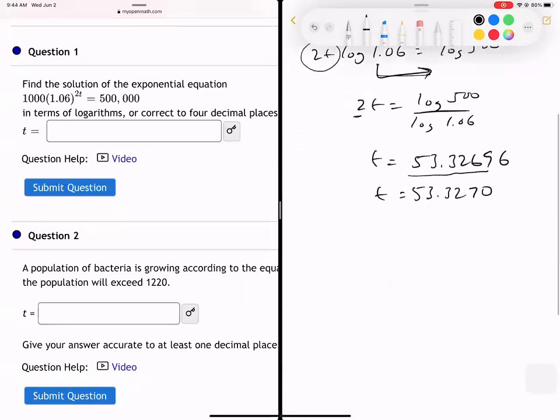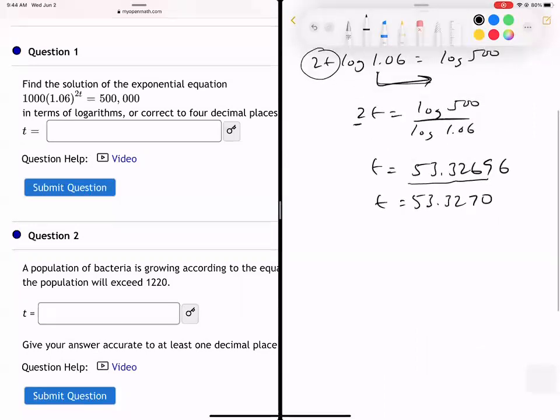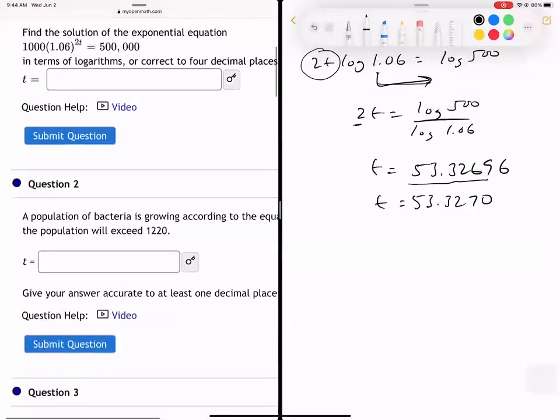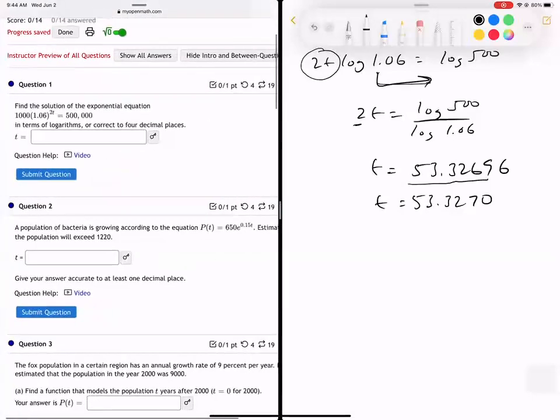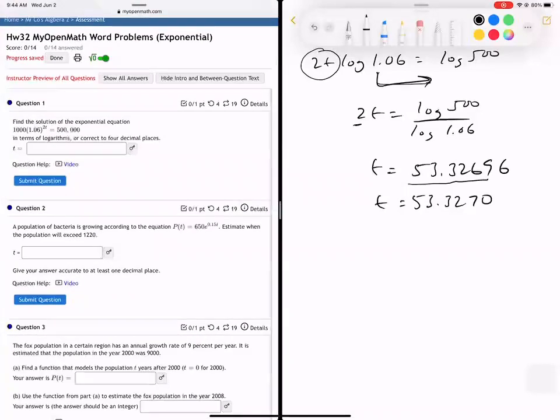Okay, let's go ahead and continue this. Next question is a population of bacteria is growing, and according to this estimate, population is equal to 650 e to the 0.15t. So this is continuous growth. Estimate when the population will exceed 1,220. Right. So we know that the goal is to get the population to 1,220. We have an equation here, 650 e to the 0.15t.